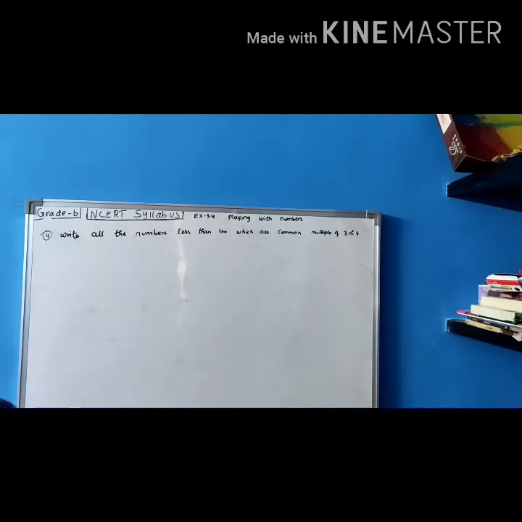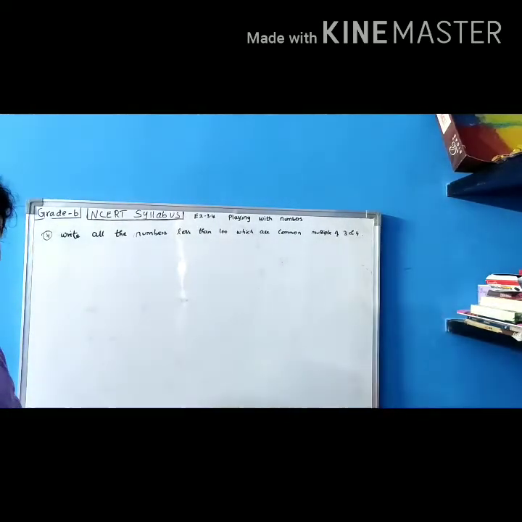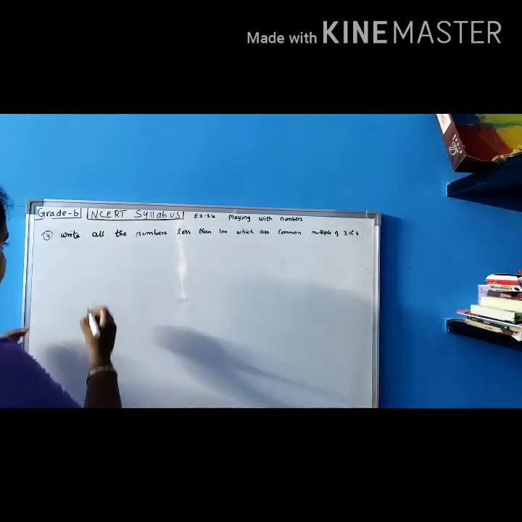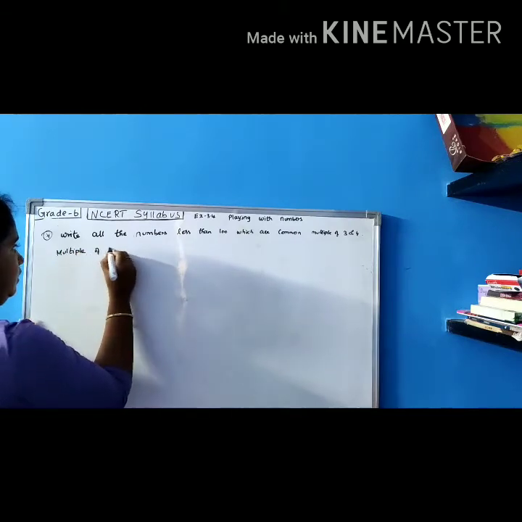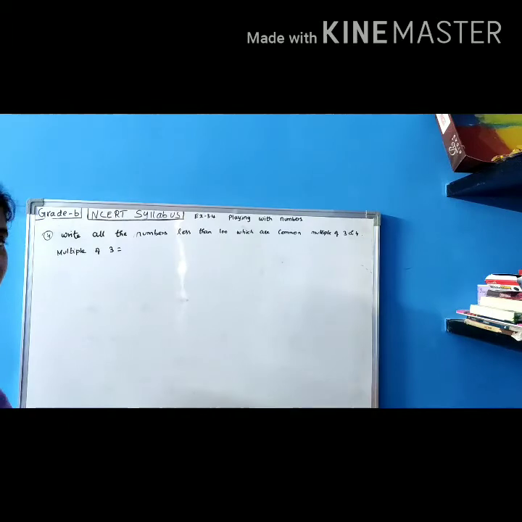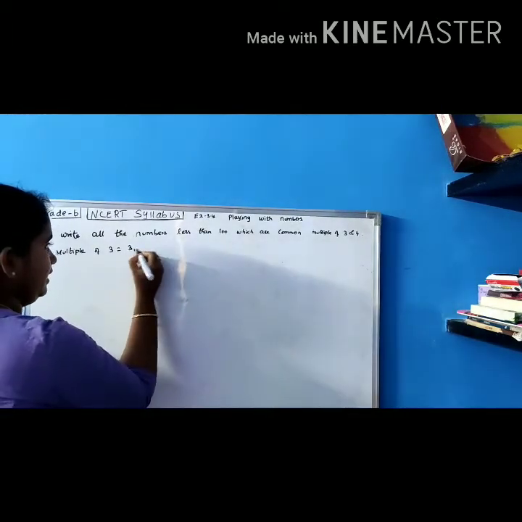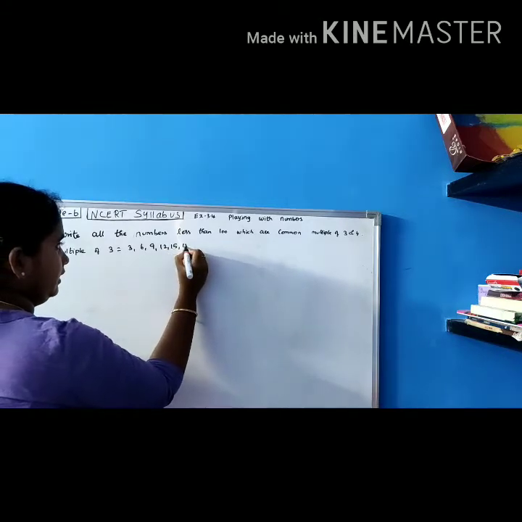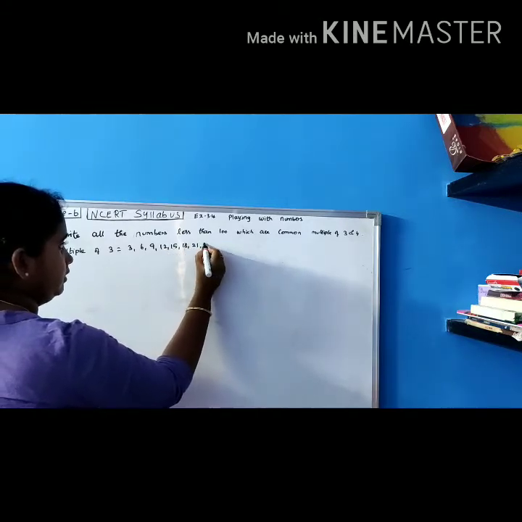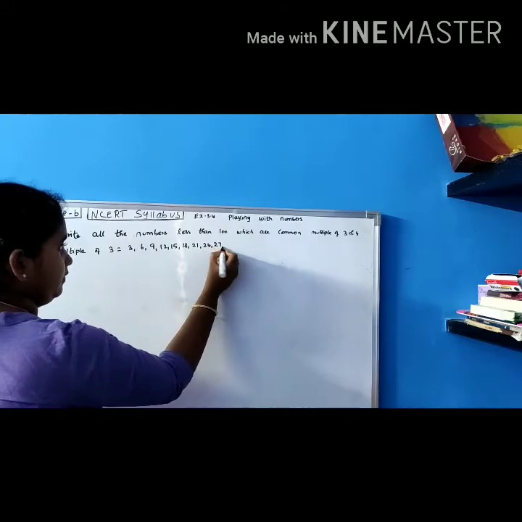Next sum, they asked you to find the common multiples of 3 and 4 of the numbers less than 100. So for 3 you have to write the multiples less than 100, and then for 4 you have to write separately the multiples less than 100. So we will see. For multiples of 3 I am writing. Up to 10 it is easy, but think up to 100. Okay, we'll write 3, 6, 9, 12, 15, 18, 21, 24, 27, 30.